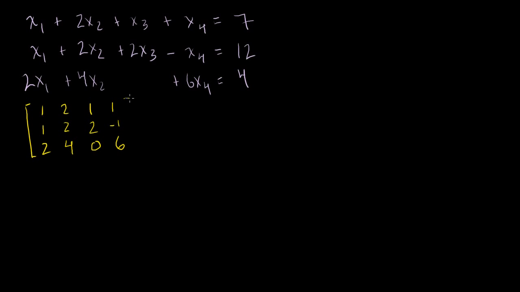Now, if I just did this right there, that would be the coefficient matrix for this system of equations right there. But what I want to do is augment it with what these equations need to be equal to. So let me augment it. I'm going to draw a little line here and write the 7, the 12, and the 4.